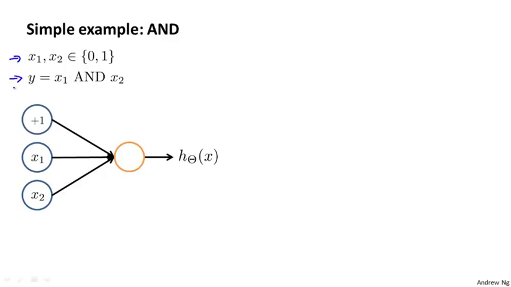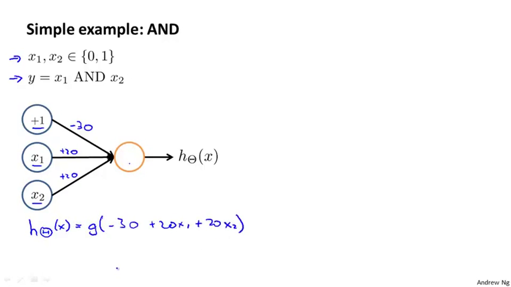Now, let me assign some values to the weights, or the parameters, of this network. I'm going to write down the parameters on this diagram: -30, +20, and +20. What this means is that I'm assigning a value of -30 to the parameter multiplying x0, that is this +1 going into this unit, a parameter value of +20 that multiplies into x1, and a value of +20 for the parameter that multiplies into x2. So concretely, this is saying that my hypothesis h of x is equal to g of -30 plus 20x1 plus 20x2.